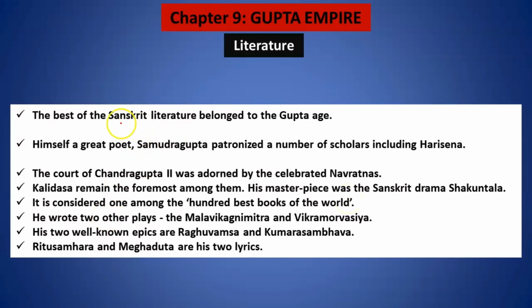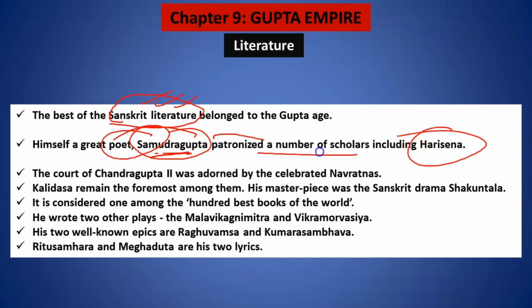If I talk about literature, obviously Sanskrit was becoming very, very prominent because Brahmanism was at its peak. If I talk about Samudragupta, as I've already told you, he himself was a great poet. And obviously, he used to patronize a lot of scholars, and Harisena was one of them. Now, if I talk about Chandragupta II, he had Navaratnas in his court. All right. And that is why during his time we say it was the golden age.